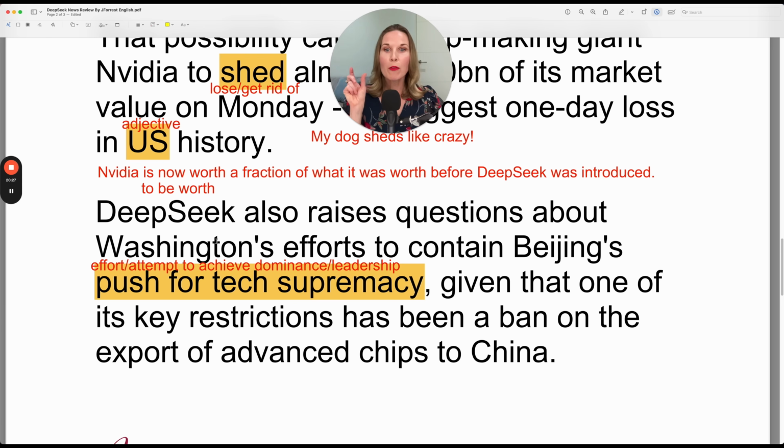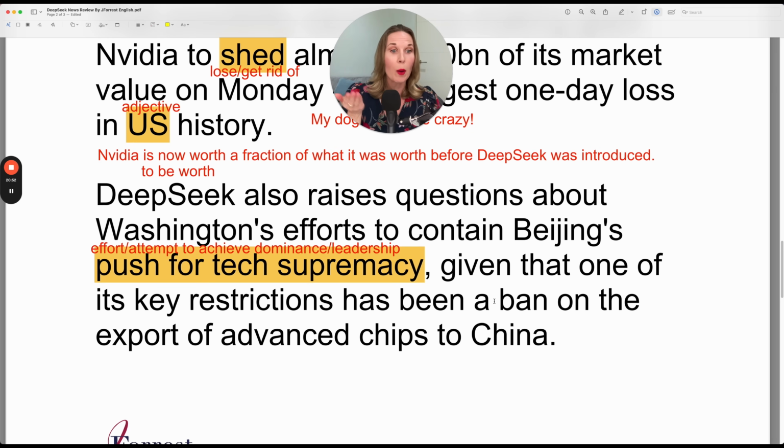And here, if Washington is trying to contain Beijing's push for tech supremacy, it means it's trying to limit it, reduce it. So keep it small, just like you contain something within a space. So Washington, which represents the US government, wants to limit it. And how has it done that? By having a ban on the export of advanced chips to China.